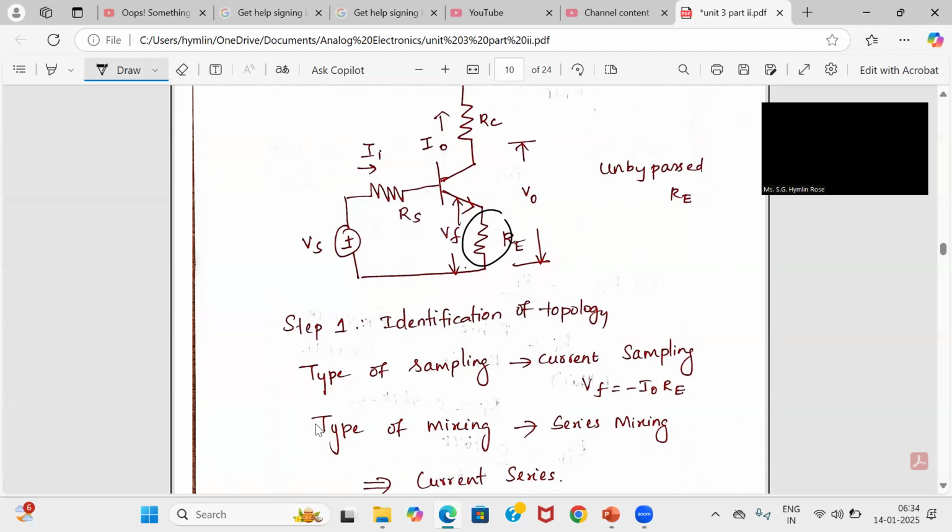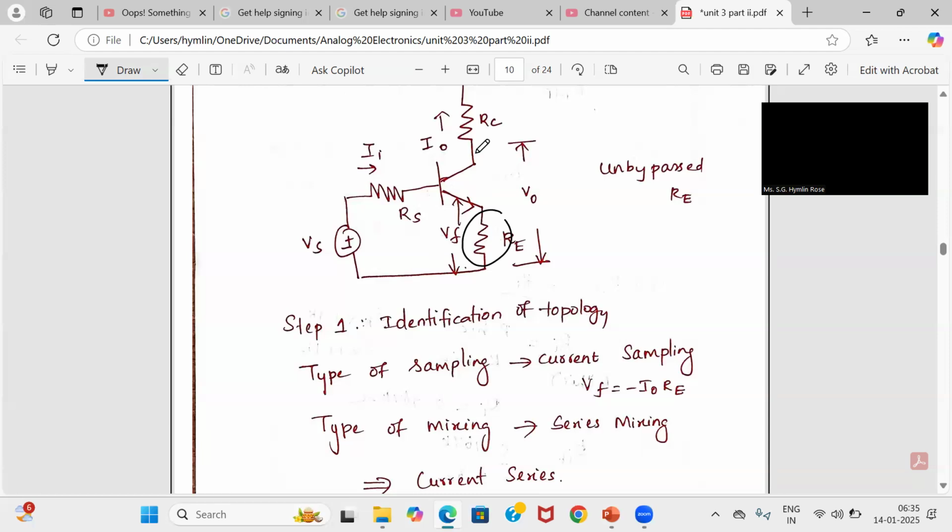The type of mixing is series mixing. Series mixing means that the input side source is not having any connection in parallel with the feedback network. The feedback network is not connected across the input side. So we can say it is a series mixing.